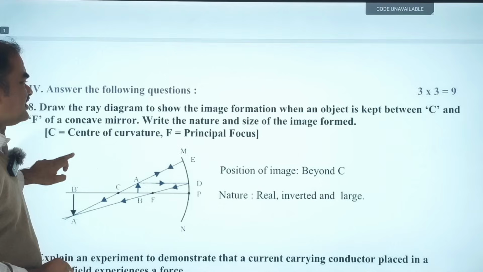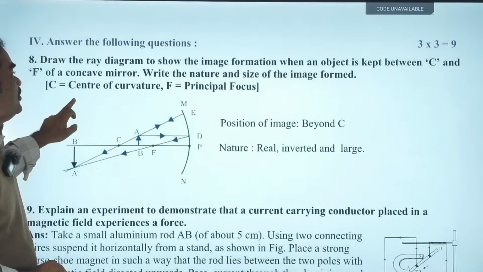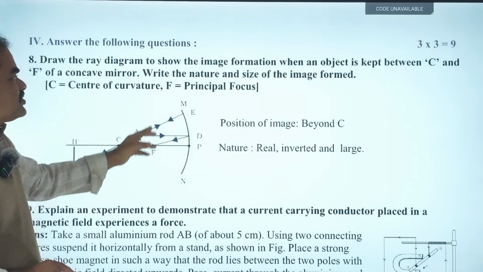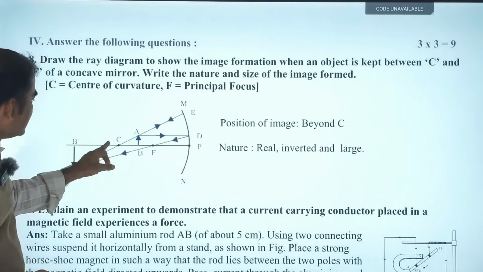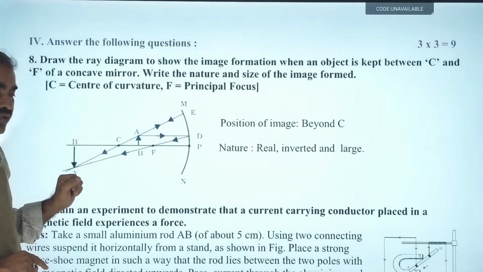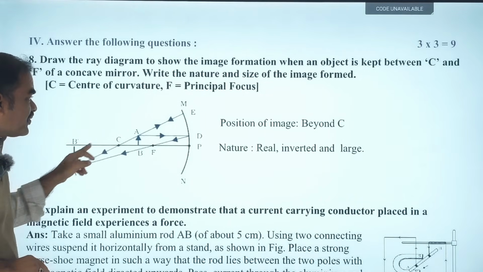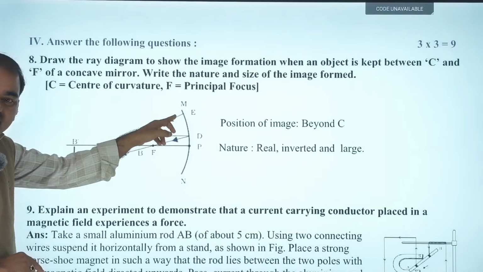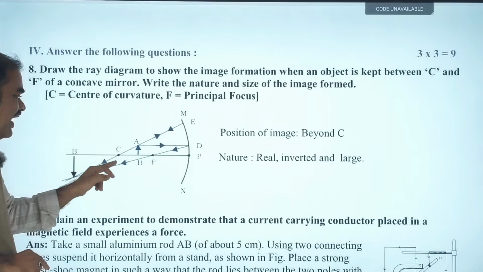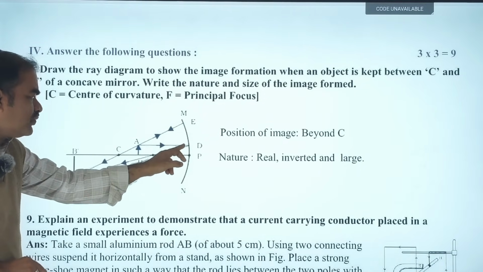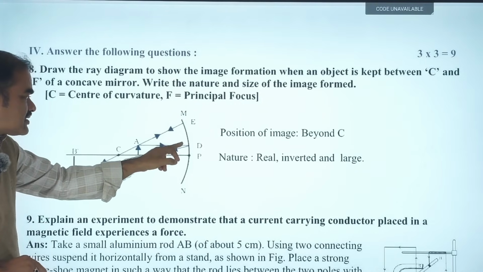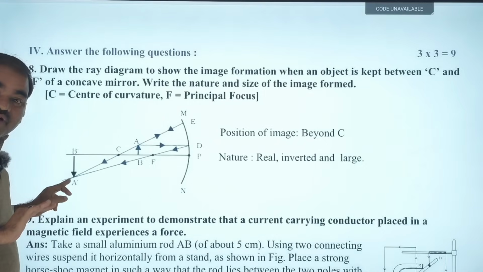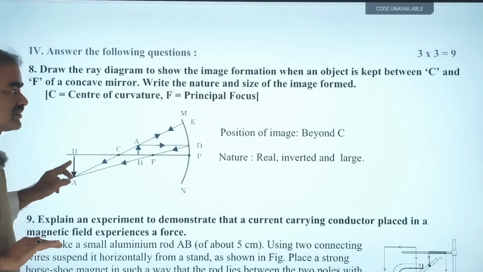Next, coming to 3 marks questions, correct? Draw the ray diagram. This one question will be compulsory. So when the object is kept between C and F, we know that one ray passes through the center and after reflection it returns back in the same direction, and one ray is parallel to the principal axis and it passes through the focus. So the image will be formed below the principal axis.